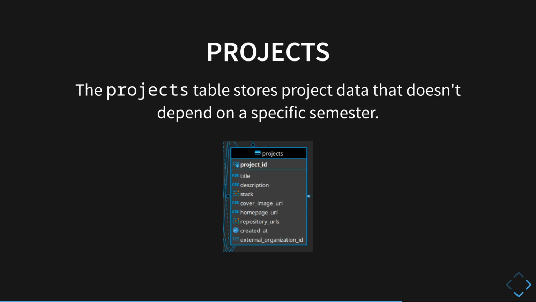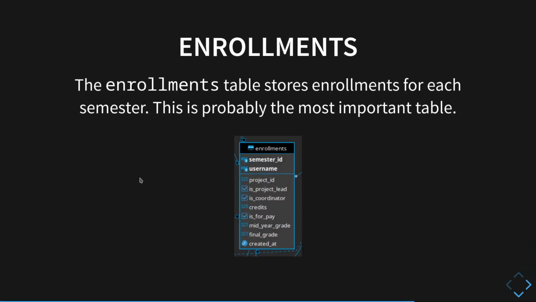So a project has a title, description, a stack, links to important things like cover image, homepage, repositories that it uses, and an optional link to an external organization that owns it, like IBM. Note here that there is no field or column for the creator of the project, or the owner of the project, or the project lead, right? Because that depends upon the semester.